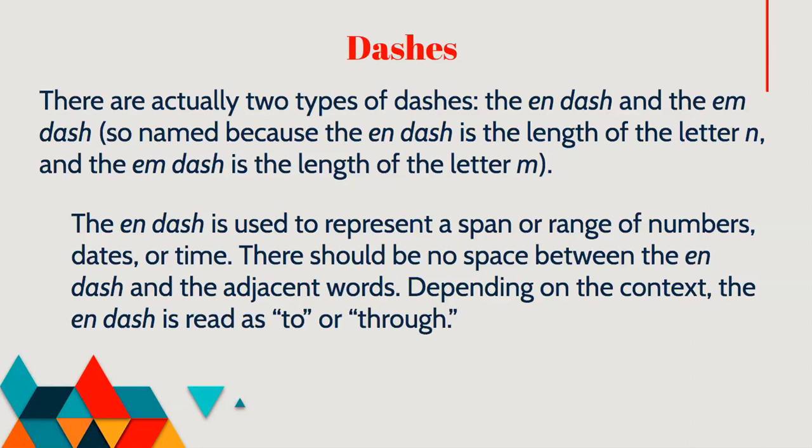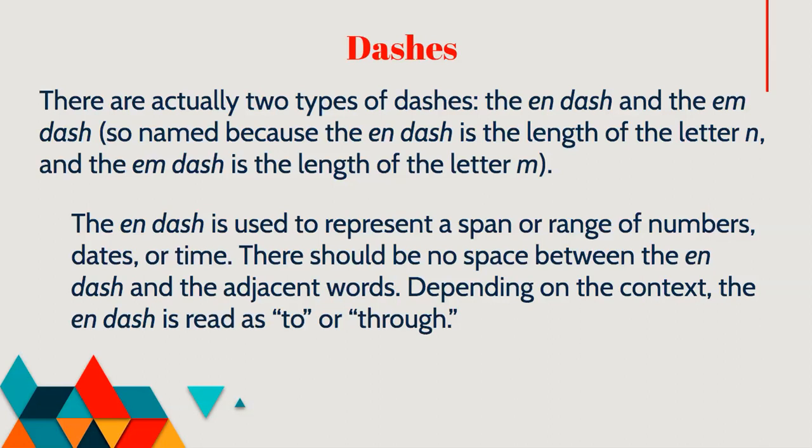The N dash is kind of more of a connector, similar to a hyphen, but instead of creating one word, it's more used to represent a range or a span. That's why it's slightly longer than the hyphen, because it's not creating a word. So it can represent a span or range of numbers, dates, or time. There's no space between the N dash and the adjacent words. This is another thing that I see a lot that I would consider it to be incorrect, although it kind of depends on what style a publisher is using.